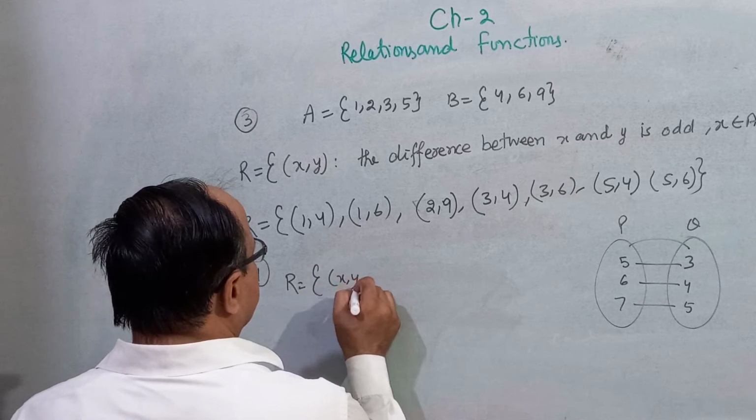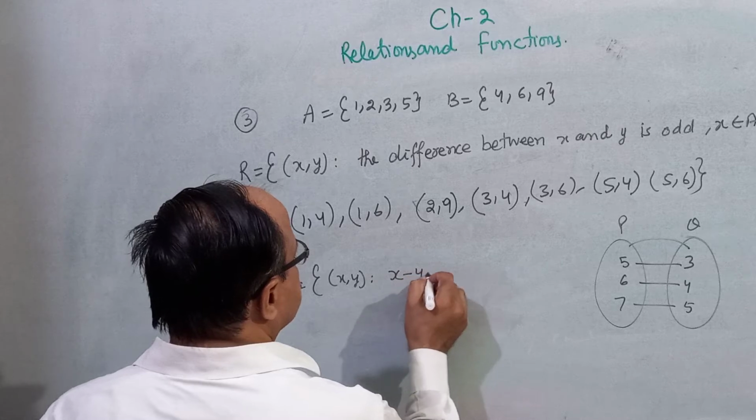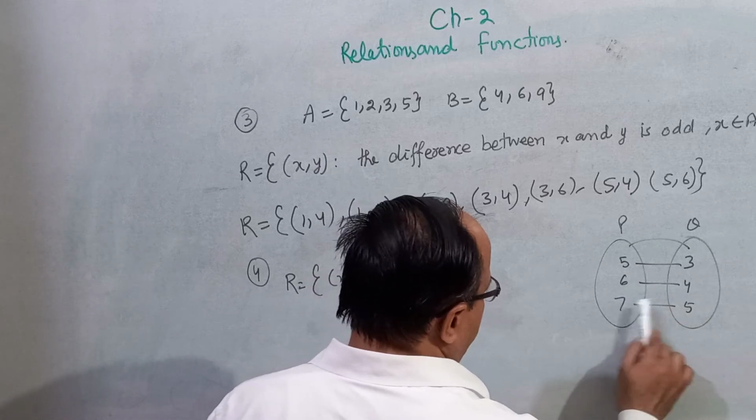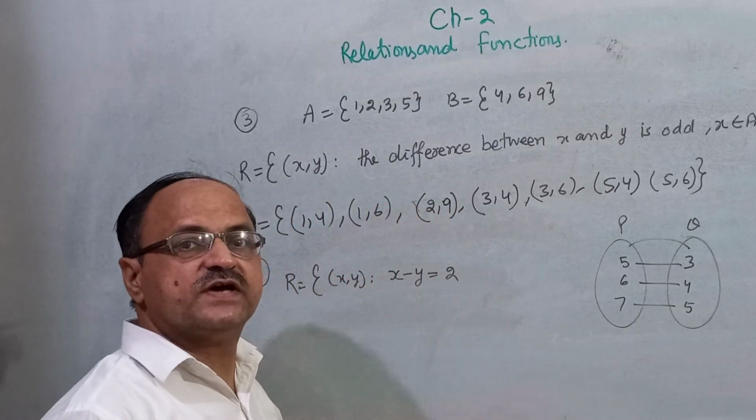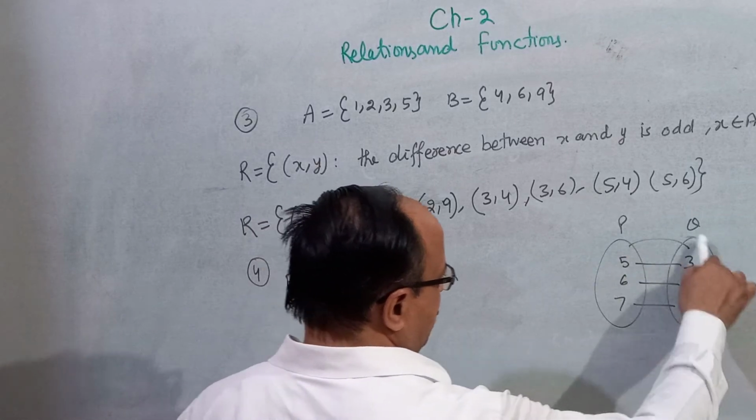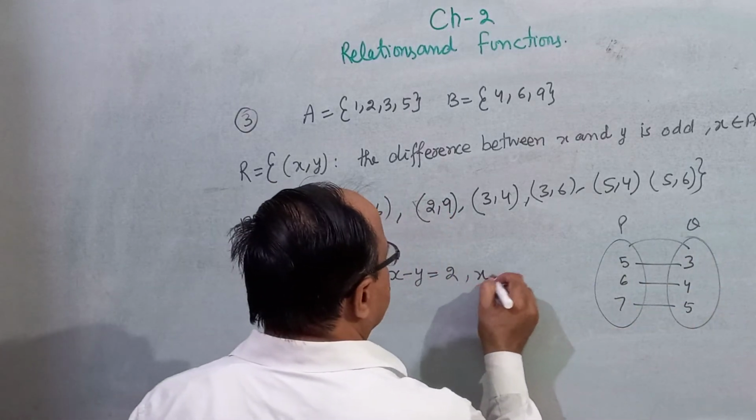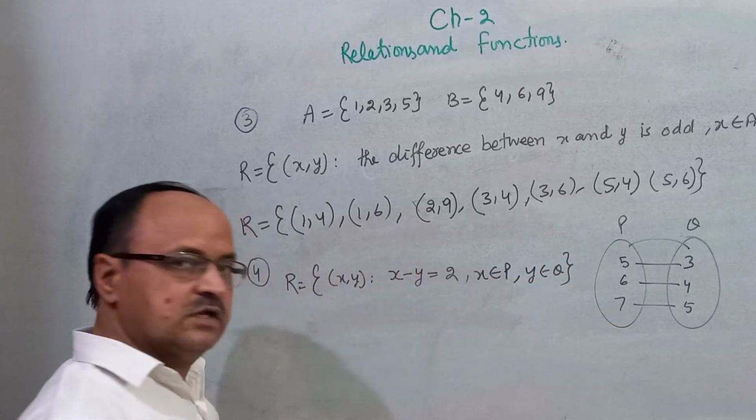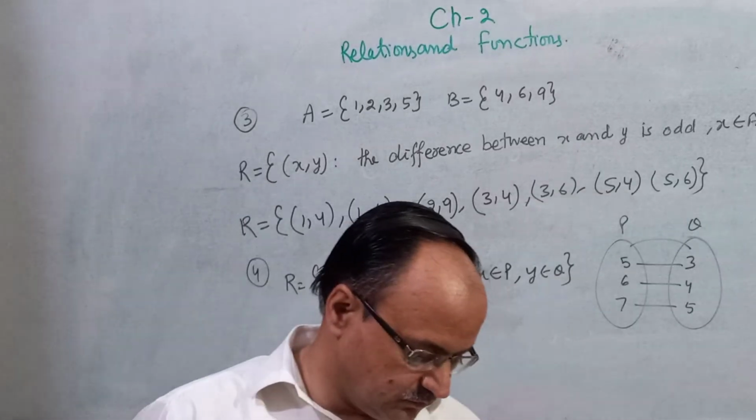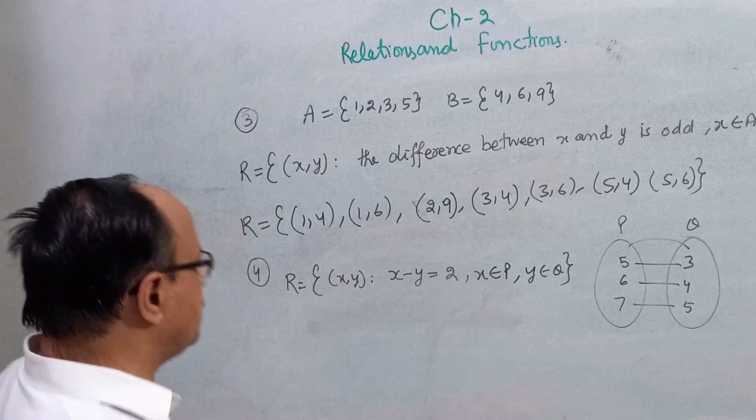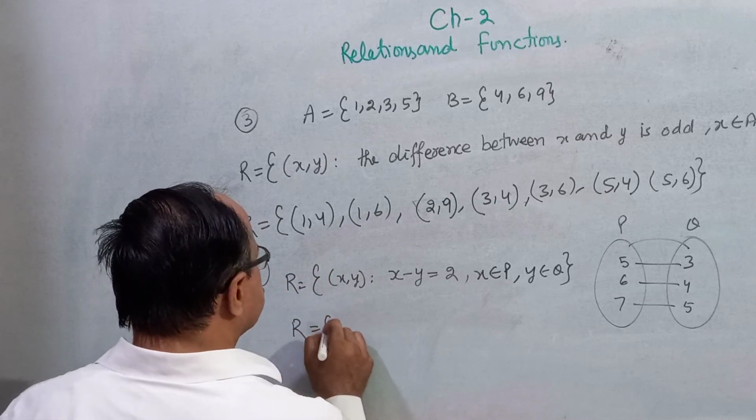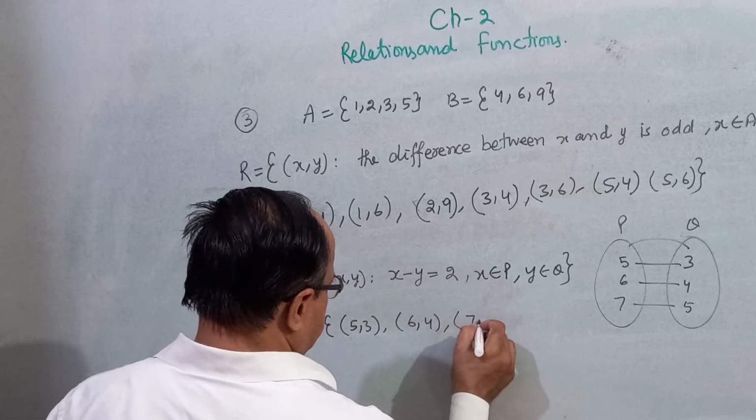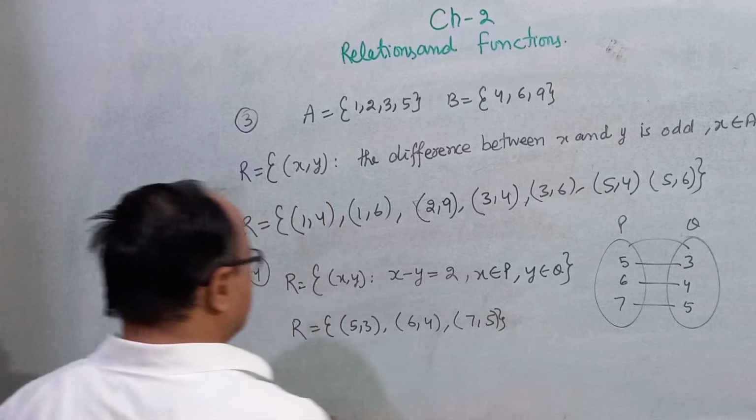You know that R is the set of ordered pairs (x, y) such that x minus y is equal to 2. Their difference is 2, right? 5 minus 3 is 2, 6 minus 4 is 2, and 7 minus 5 is 2. It means x minus y is equal to 2, where x belongs to P and y belongs to Q. This is the relation in set builder form. After that, the roster form: simply write (5, 3), (6, 4), (7, 5).